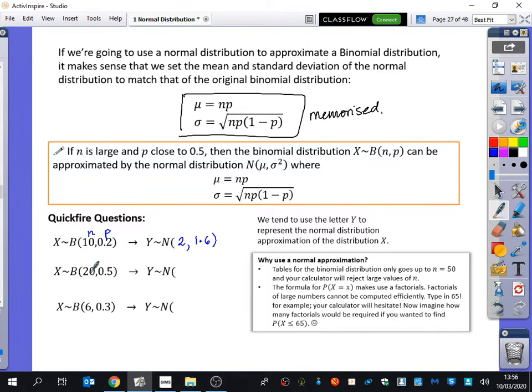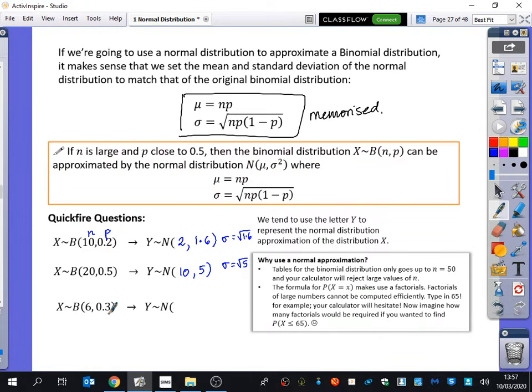So the next one, I'll have 20 times 0.5, which is 10. And then I'm going to multiply the answer that I've just got by the remaining part of the probability, which is 5, because it's 10 times 0.5. So I have 10 and 5 here. It might be worth noting that sigma in this case is the square root of 5, and sigma in this case is the square root of 1.6, because both of these things here are the variance, okay?